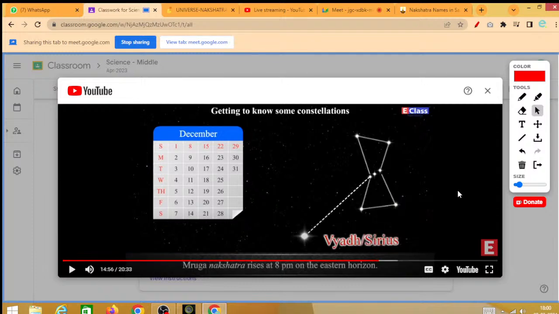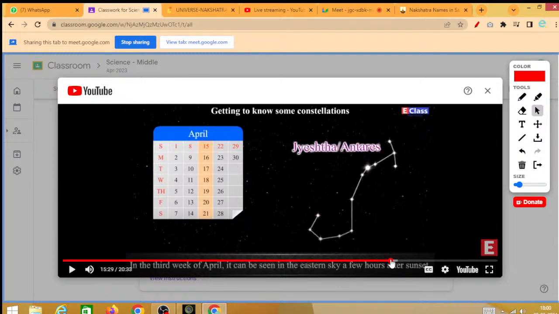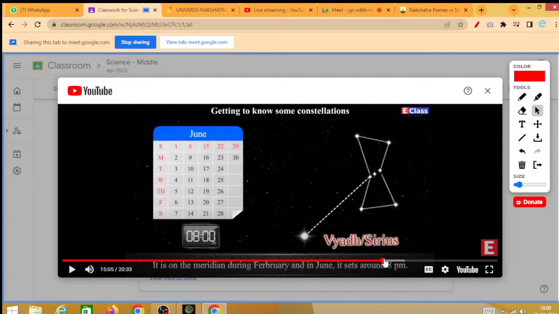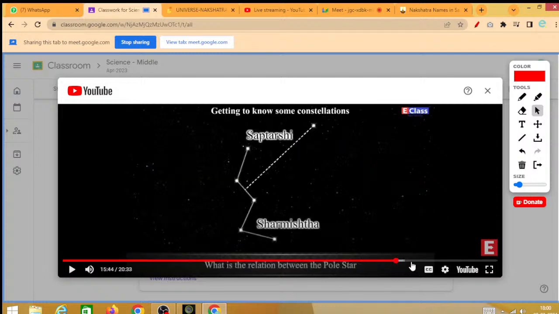And the next one is what we say Scorpio. And in the middle it has the bright star Jeshta or Antares. So this is a nakshatra. So this would be the J type. Miss, it is seeing like the tail of the Scorpio.